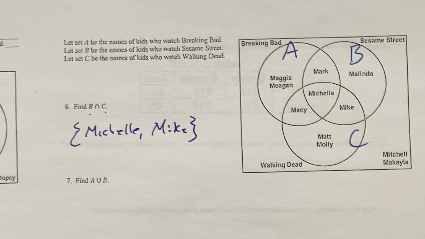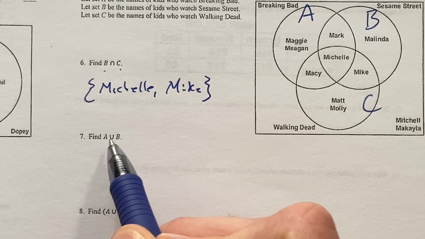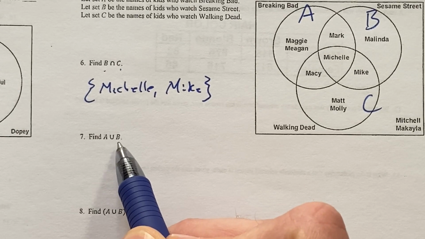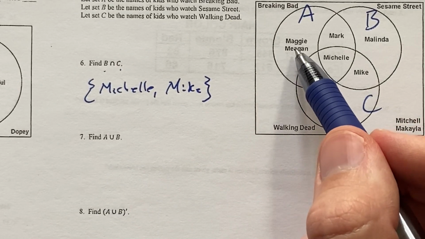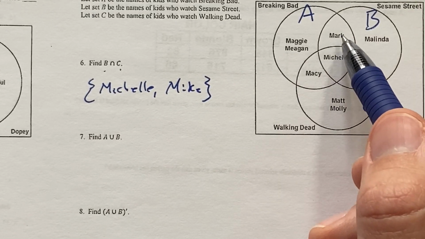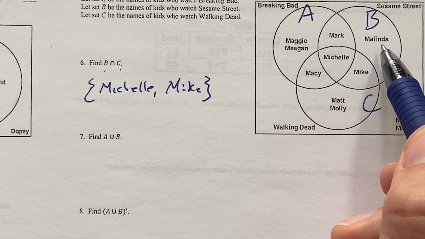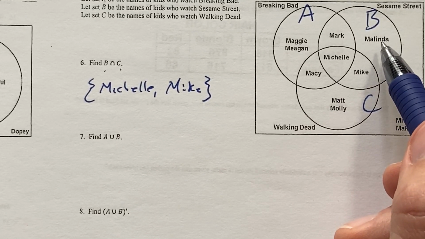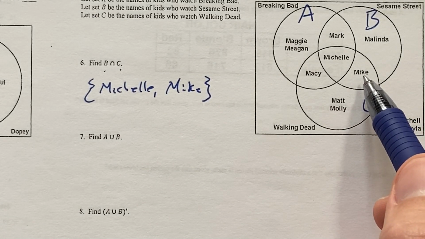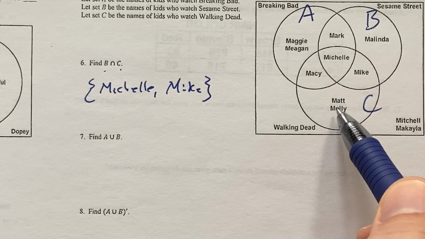Okay. Next one, number 7. We've got A union B. This would be the people that watch Breaking Bad or Sesame Street. So let's look up here. Does Maggie watch Breaking Bad or Sesame Street? Yeah, she watches Breaking Bad. Mark, does he watch Breaking Bad or Sesame Street? Yeah, he watches both of them. Melinda, does she watch Breaking Bad or Sesame Street? Yeah, she watches Sesame Street. What about Mike? Does he watch Breaking Bad or Sesame Street? Yeah, he watches Sesame Street. What about Matt and Molly down here? Do they watch Breaking Bad or Sesame Street? No, they just watch Walking Dead.